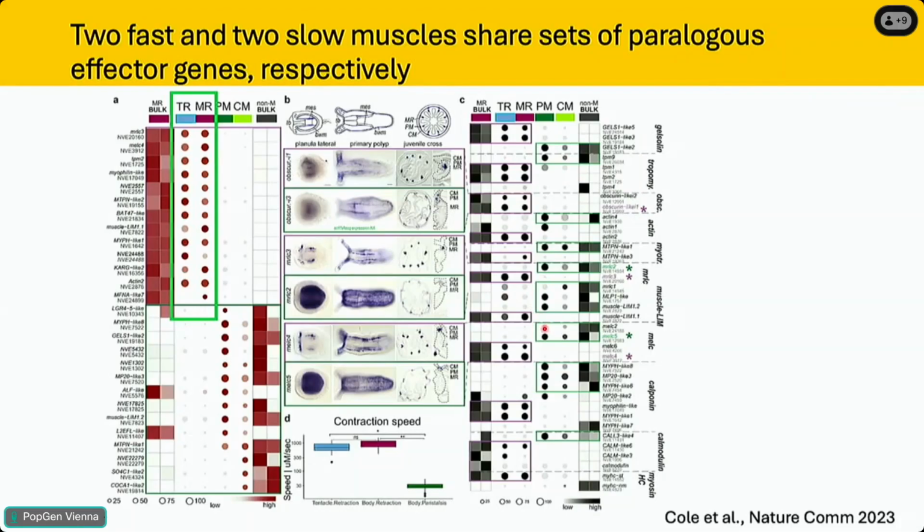Now, what's interesting is why do they do that? Of course we don't know, but what unites tentacle and mesentery retractor muscle is their contraction speed. We measured the contraction speed, and they're actually 50 times faster than, for instance, the circular muscles, which you see here, which are responsible for the body peristalsis.